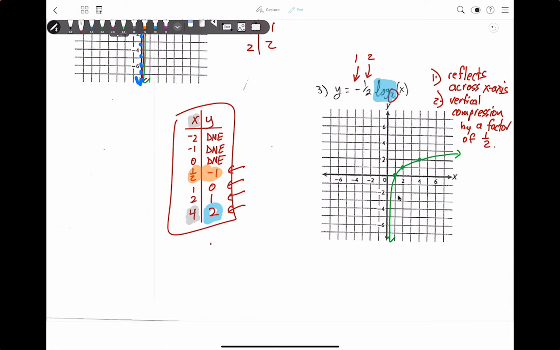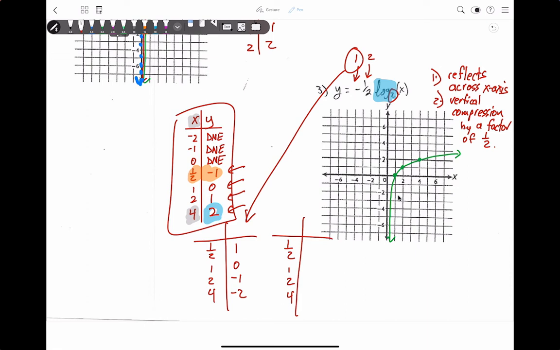So the y values 1/2, 1, 2, 4 will become +1, 0, -1, -2. This is from that first transformation that occurred. Okay, reflect across the x, that means the y values got multiplied by a negative. And then we're going to vertically compress this by 1/2. So we're going to take these values, and now these are still the same. So we're not doing any horizontal changes, but now we're going to vertically compress this by 1/2. So all these y values are going to be multiplied by 1/2.